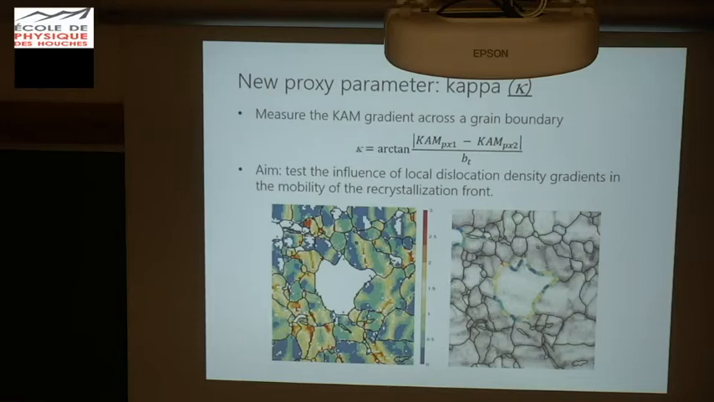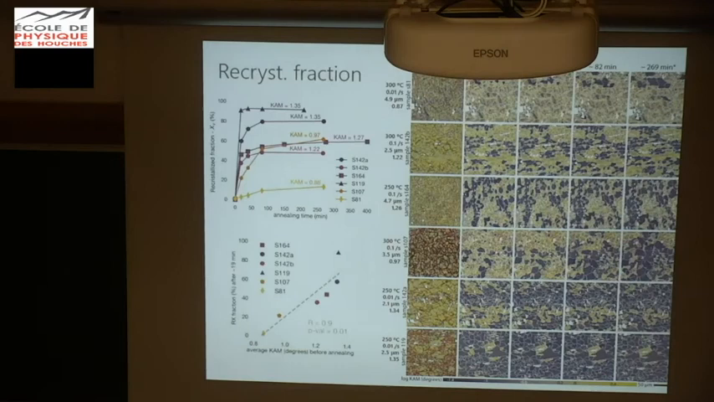Okay, so we are going to now look at the results. This is how the sequence of annealing looks for the different samples. In the rows are the different samples, and the columns are similar time steps. In blue is the recrystallized fraction.